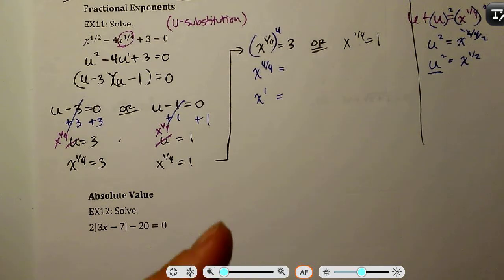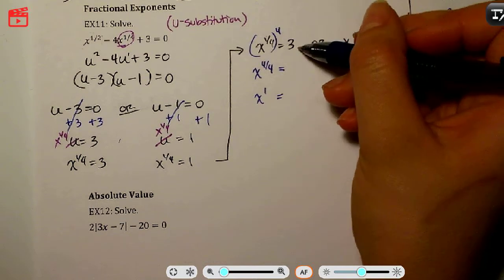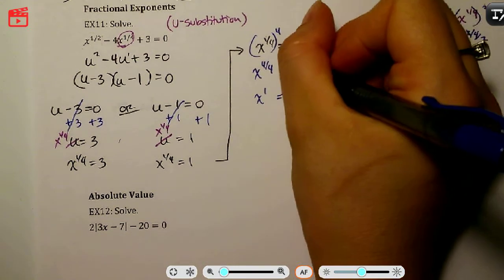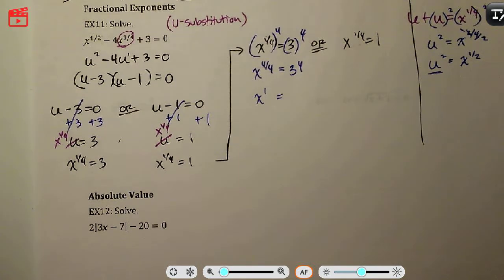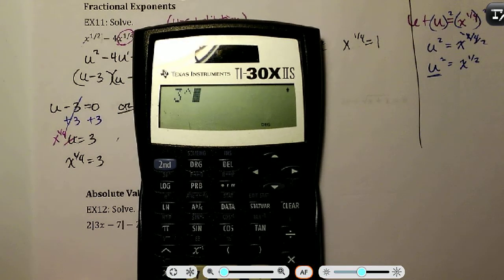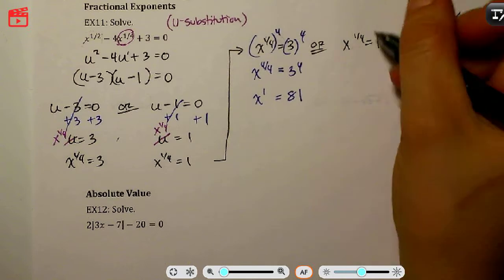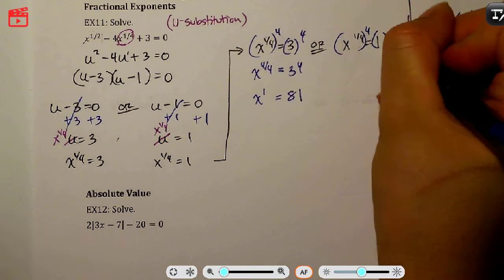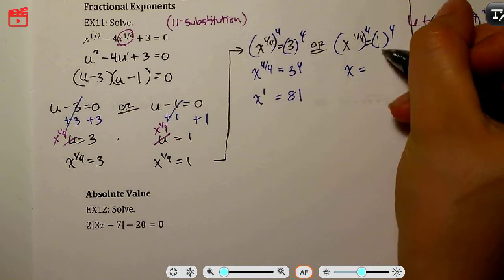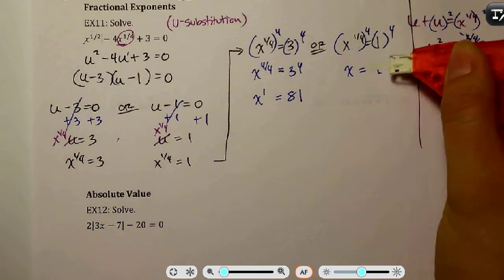Awesome. But remember, this is an equation. I raised this side to a fourth, which means I have to do it to this side as well. And 3 to the 4th power, what is that? 3 caret 4, 81. And same thing here, let's raise both sides to the 4th power. So x is going to equal 1 to the 4th power, which is going to be, not 4, 1.